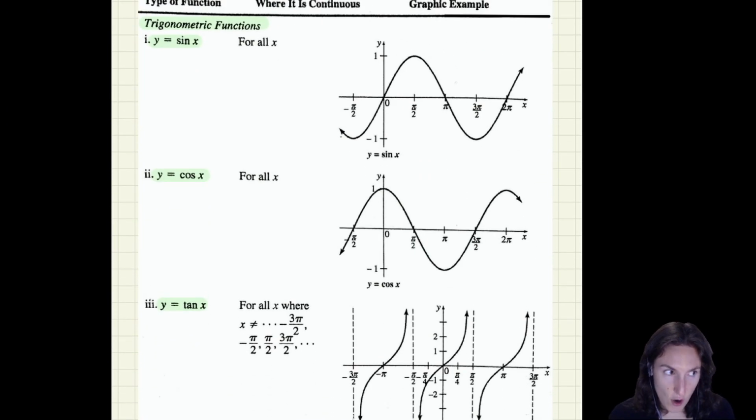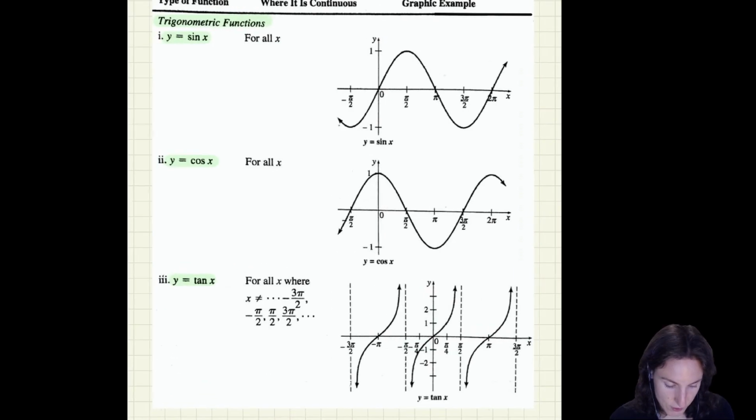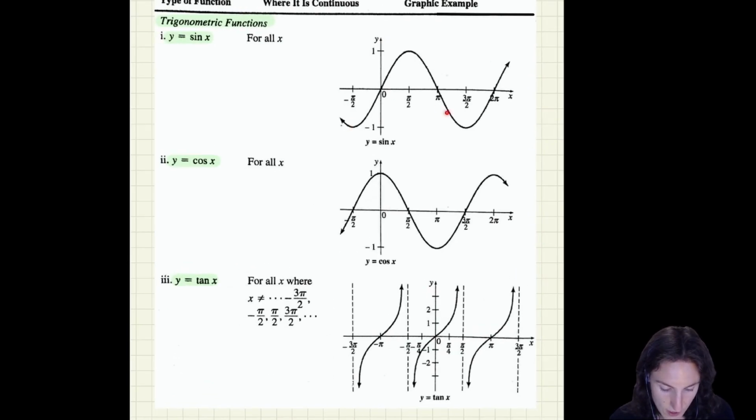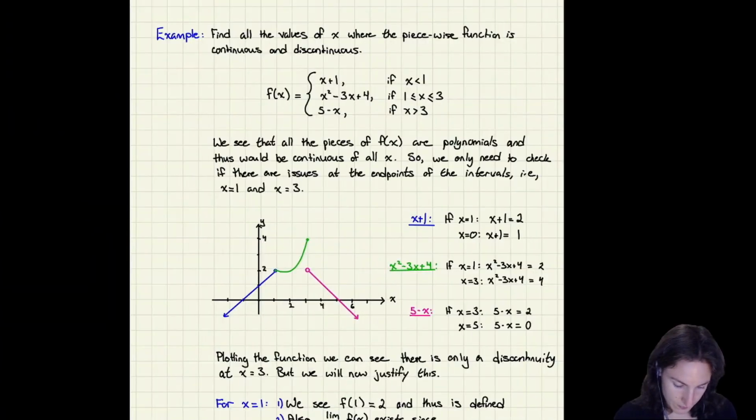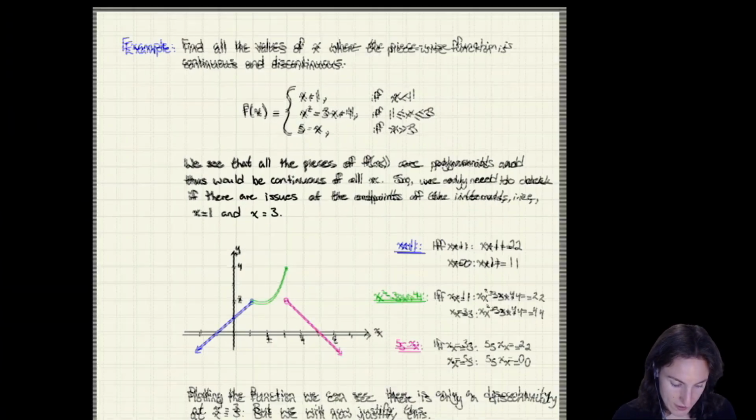And then here are our popular trig functions. So our sine and cosine are continuous, okay? We don't see holes, we don't see asymptotes. But in the case of tan, the parts where tan is not defined, these odd multiples of pi over 2 here, they're not continuous, but everywhere else they are. They are continuous tan functions. All right.